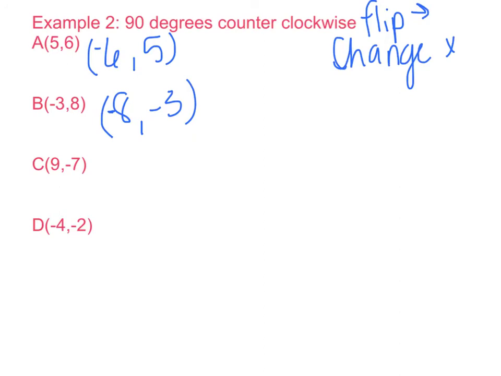And now let's try C and D on your own. So pause it, write your answers down, come back and check and see what you got. I'm going to go ahead and start. So if we switch, we're going to have negative 7, 9. We're going to make negative 7 positive. And then negative 2, negative 4. And make negative 2 positive. So 2, negative 4.